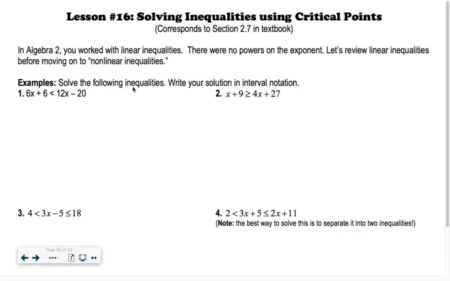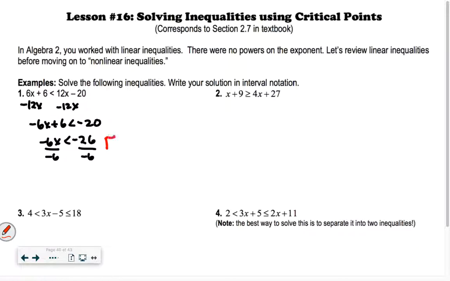In number 1, pretty easy, right? We're going to get all the x's on one side, so I could subtract 12x. When I do, I get negative 6x plus 6 is less than negative 20. I can subtract the 6 and get negative 6x is less than negative 26. And then when I divide by negative 6, do you remember what we need to do? Yeah, we flip the sign.